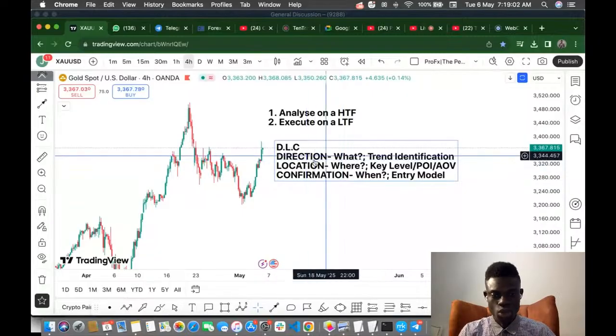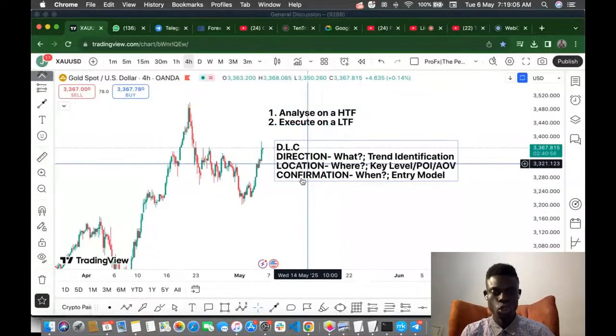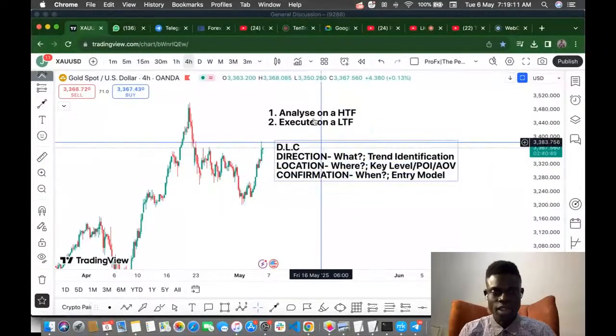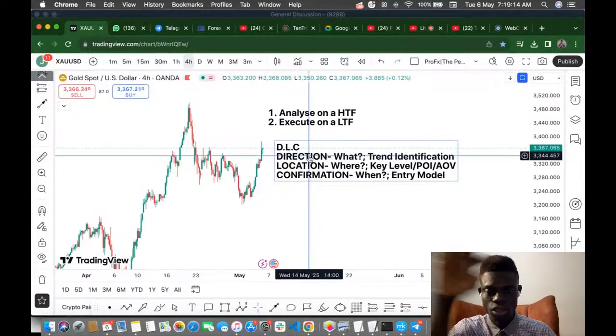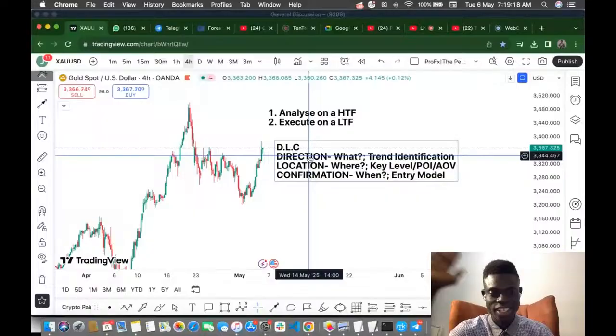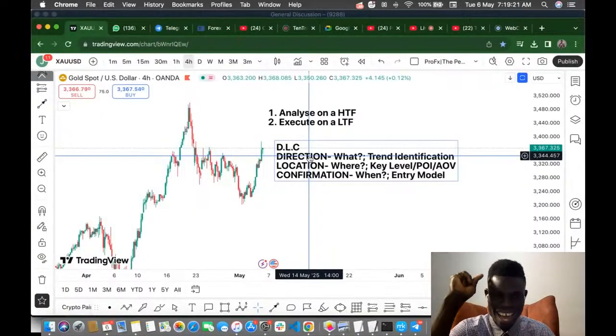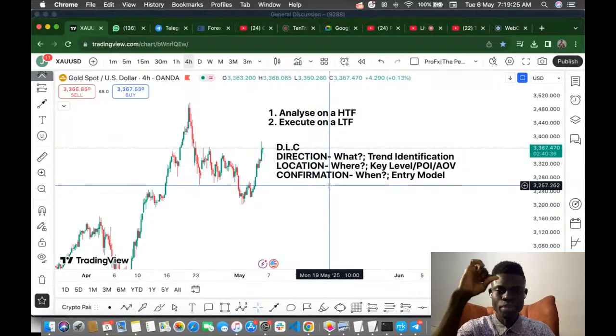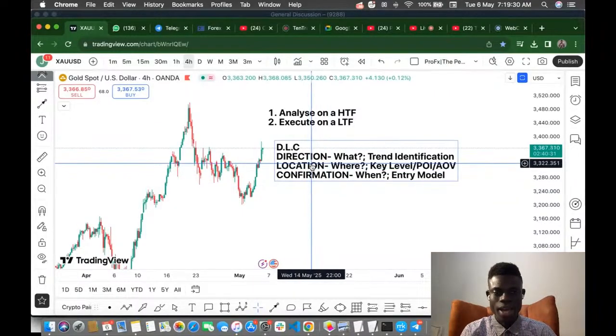Now, for location, you can choose to use that same higher time frame, or a medium time frame. Again, direction is for higher time frame, non-negotiable. You can't negotiate your direction. It must be a higher time frame. Confirmation must be your lower time frame. The location might still remain higher time frame, or you might want to have a medium time frame.